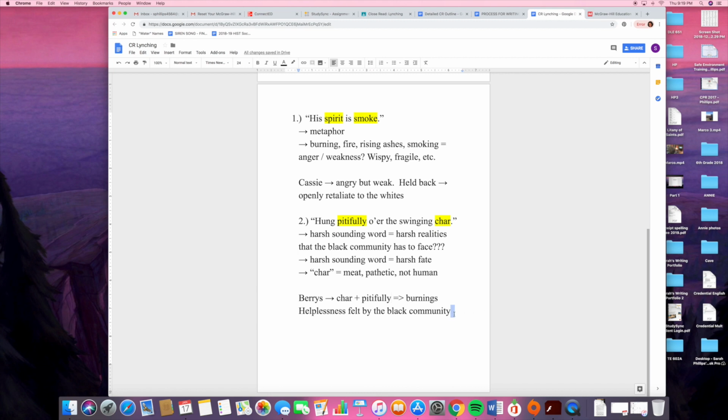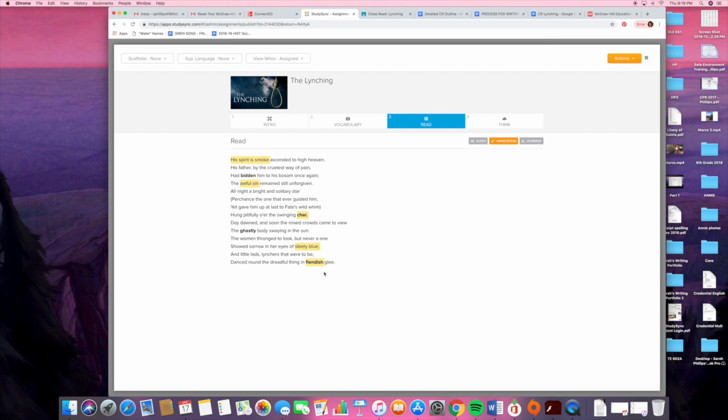If you can imagine this kind of indignation, there's a fancy word for you, but I want to get into that in the next one, okay? Now, finally, number 3, everybody's favorite: danced around the dreadful thing in fiendish glee. Whew! That is some sentence right there. This poet is amazing. Okay, what's his name again? Claude McKay? Yeah, that guy was the real deal.